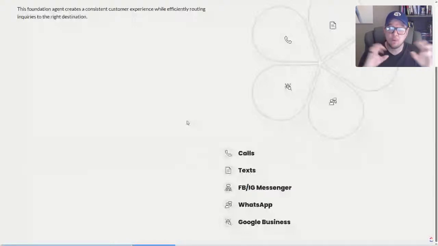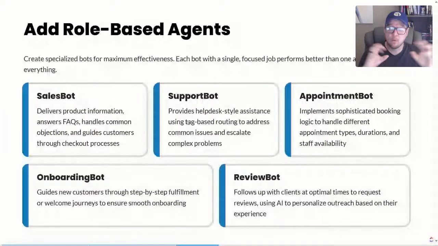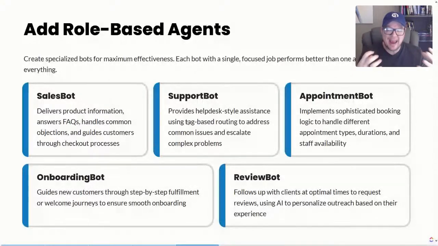Once you have your primary receptionist there, and you've got your primary AI agent there to be the front person and to answer those incoming questions, from here we want to start adding role-based agents. This is going to be specialized bots for maximum effectiveness. Each bot is going to have a single focused job. It's going to perform better than one trying to attempt to do everything.